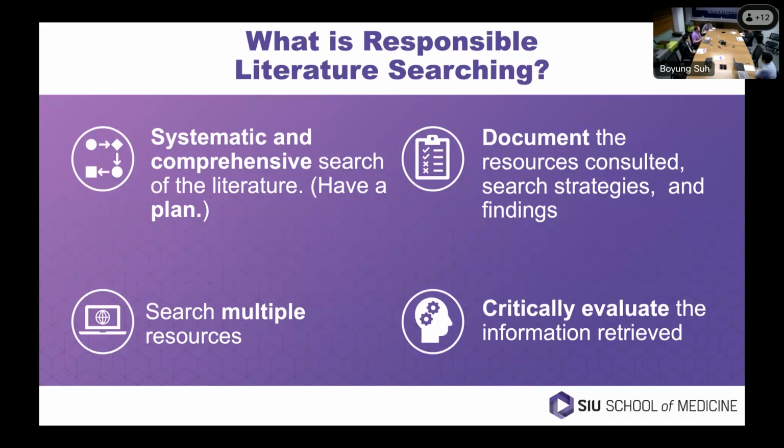Searching multiple resources. With databases, we'll talk about databases later too. There's often the one we like the best because we use it the best, Web of Science. I know Dr. Hahn likes that. PubMed is a biomedicine database. There are many different types of databases and other types of resources as well. So it's really great to search multiple ones.